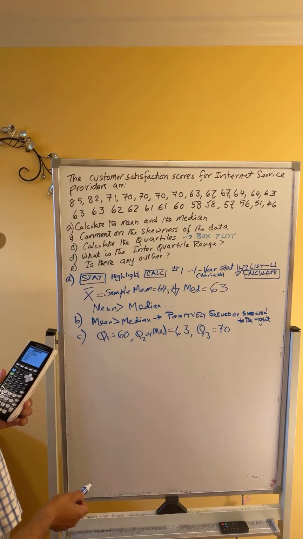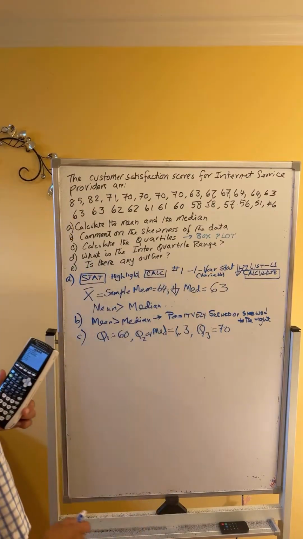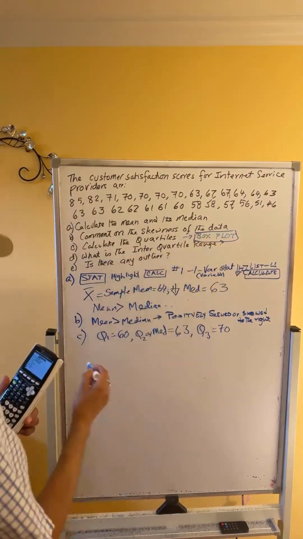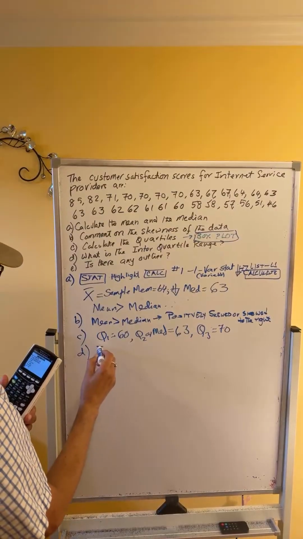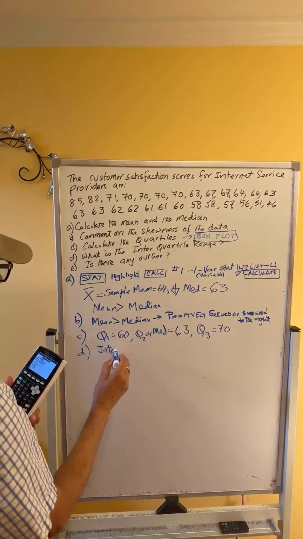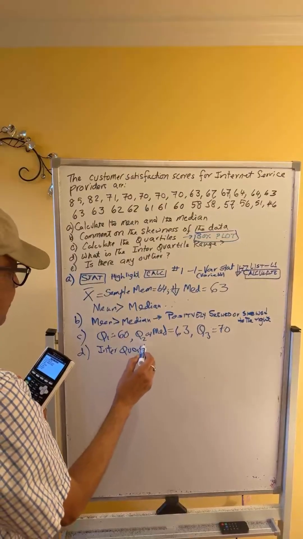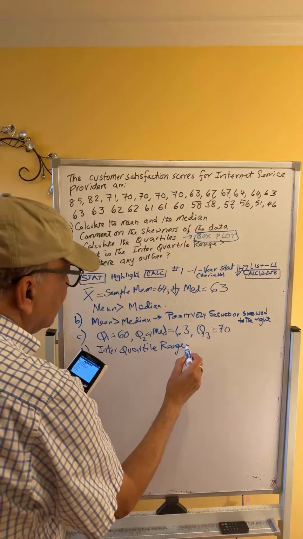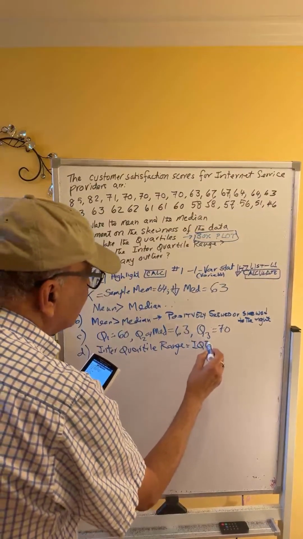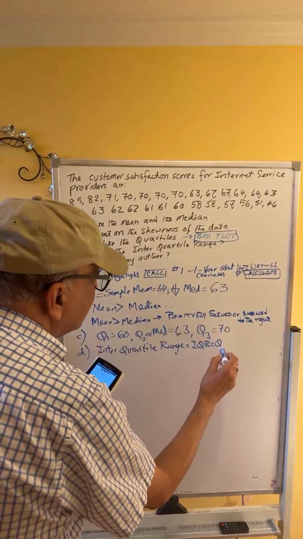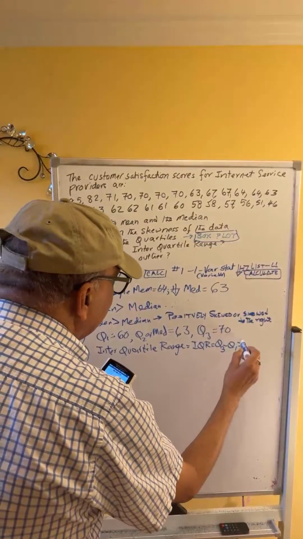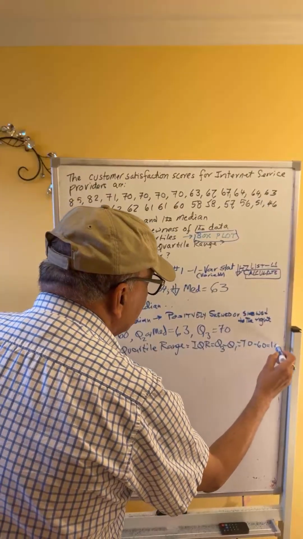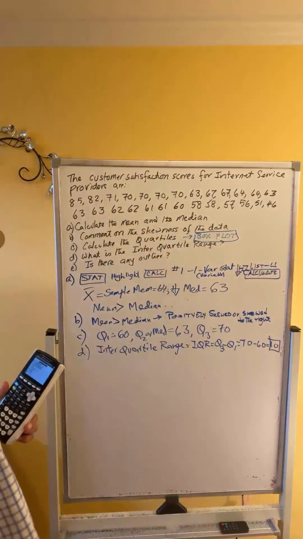So we will do a box plot also, but we will come back and do this box plot at the end. Let's first calculate part D, which is the interquartile range. This is the width of the box in the box plot, which we'll do shortly. Interquartile range, IQR, is Q3 minus Q1, which is 70 minus 60, which is 10. So that's your interquartile range.